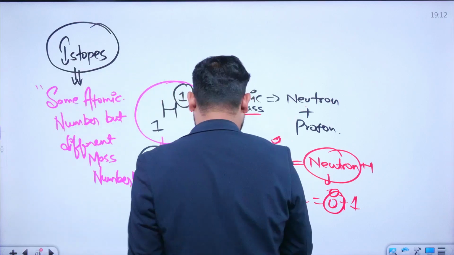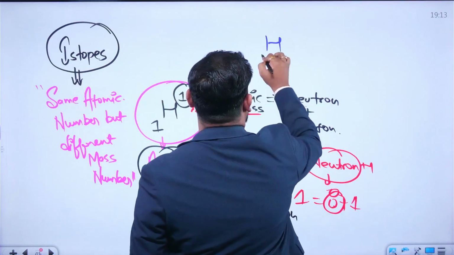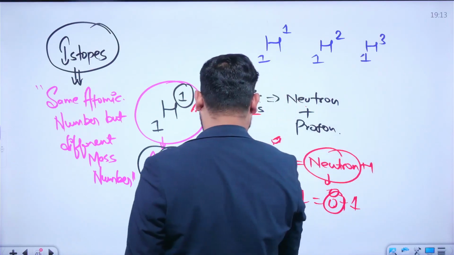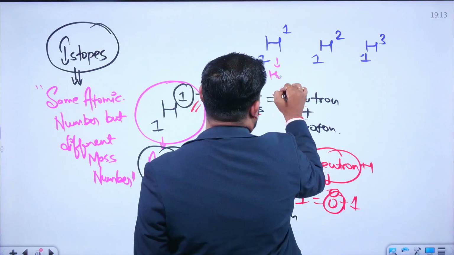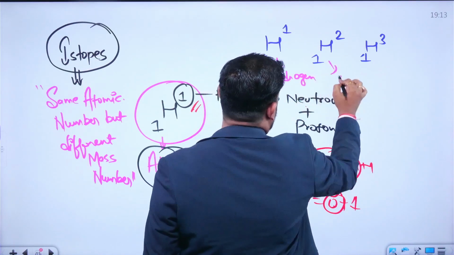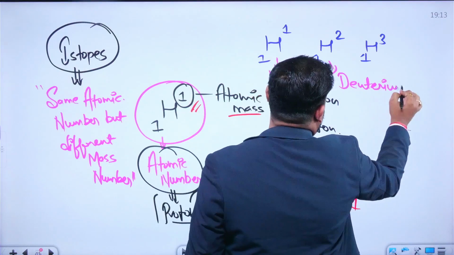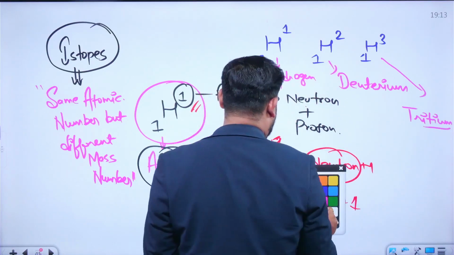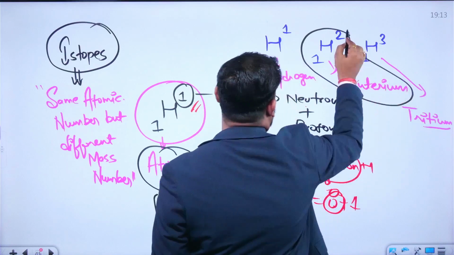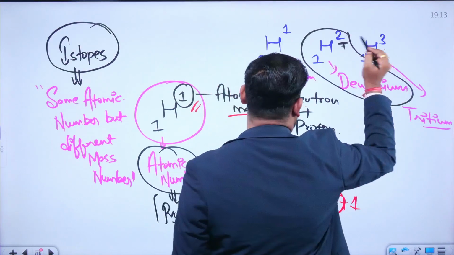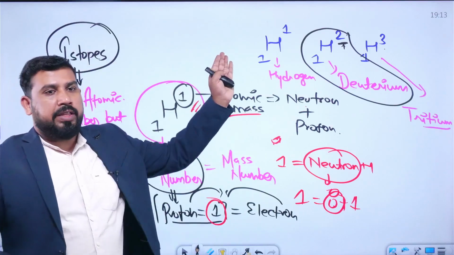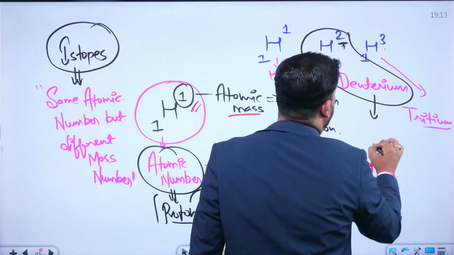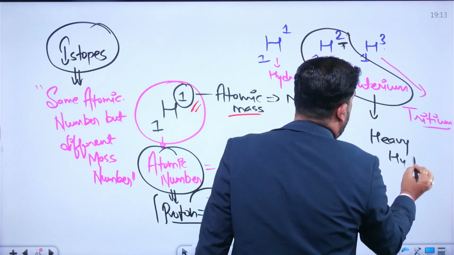You may be surprised by the names: this is hydrogen, this is deuterium, and this is tritium. When we talk about deuterium, it has 1 extra neutron, so it has 2 nucleons. When we compare hydrogen and deuterium, deuterium is heavier than hydrogen. That's why deuterium is also known as heavy hydrogen.